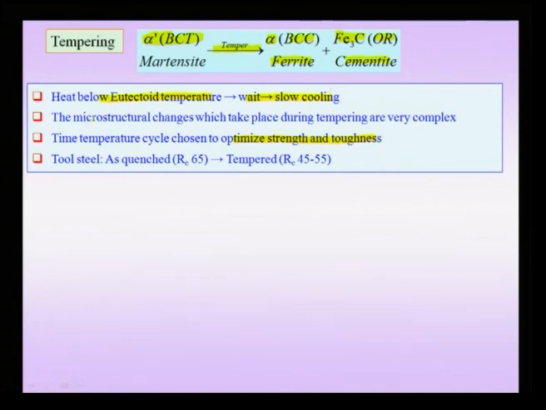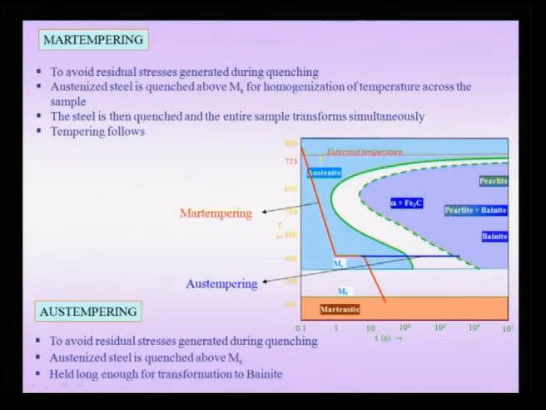The actual microstructural changes taking place during tempering are very complex, and we are not considering them in detail here, but certain specialized texts in this area would help you. Tool steel, for instance, as quenched is about 65 RC, but we can temper it to get an RC value, which is a Rockwell C hardness value, of about 45, or 55, so that it can be used in actual service. So, typically hardening processes are followed by a tempering process, so that you can get a combination of ductility and strength.